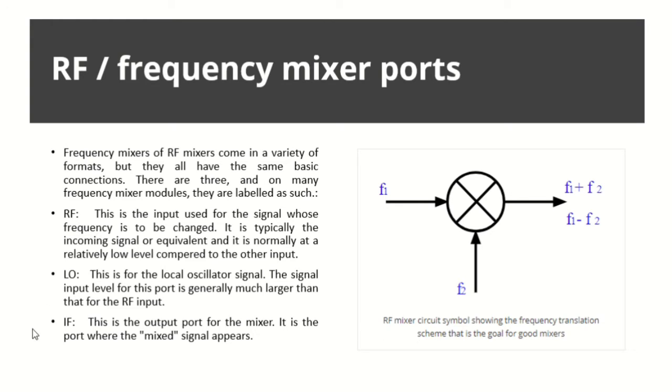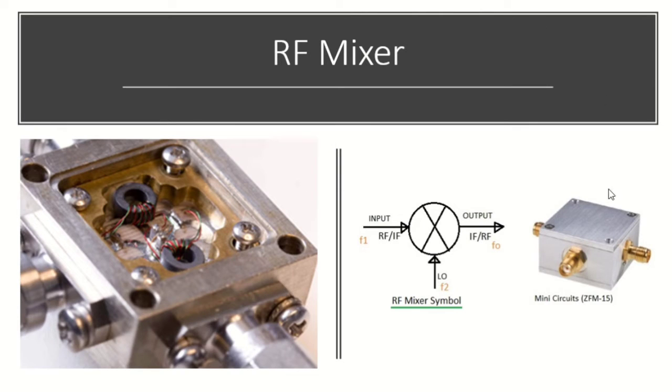Dan juga adalah IF. IF is the output port for the mixer. It is the port where the mix signal appears. So ini adalah yang output dia lah. So dua input F1 dan F2, dan RF dan juga LO, dan IF ni adalah dia punya output. Okay, so ni adalah contoh RF mixer lah. Ini dalam physical form lah. Dia ada 3 port, and this is a symbol lah, seperti saya tunjukkan sebelum ni.